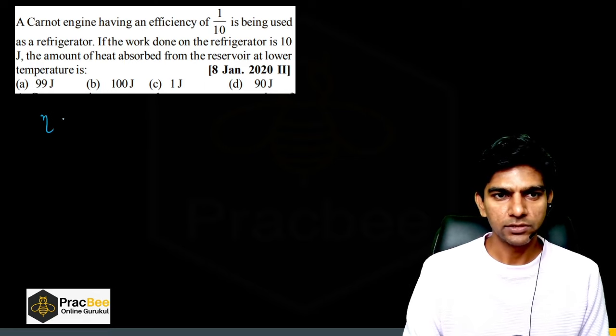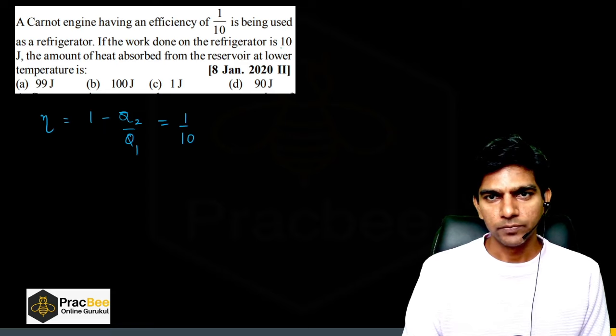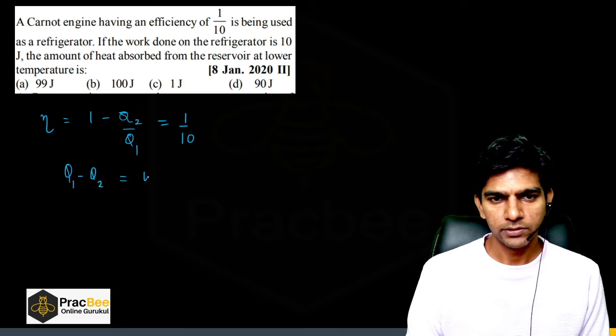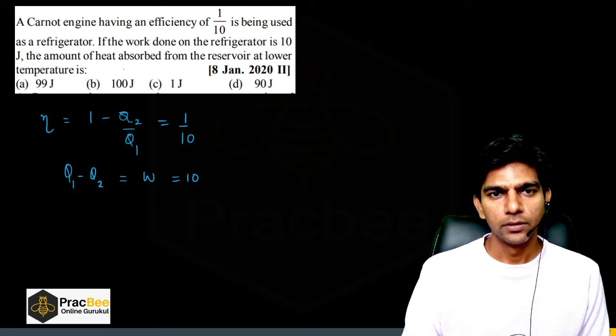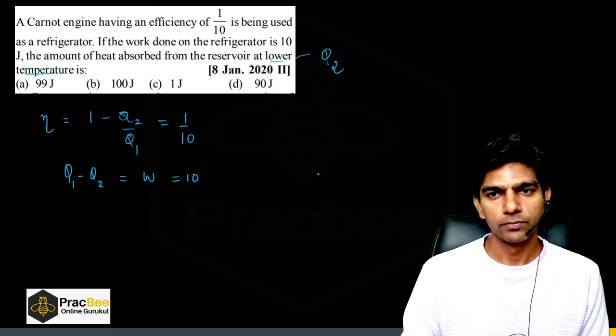So we know that efficiency will be 1 minus Q2 by Q1, right? And it is given as 1 by 10. If work done on the refrigerator is 10 joules, so we know that Q1 minus Q2 is work done, which is 10. Then the amount of heat absorbed from the reservoir at lower temperature. So at lower temperature, basically we have to find Q2. Right? So we have to find Q2.